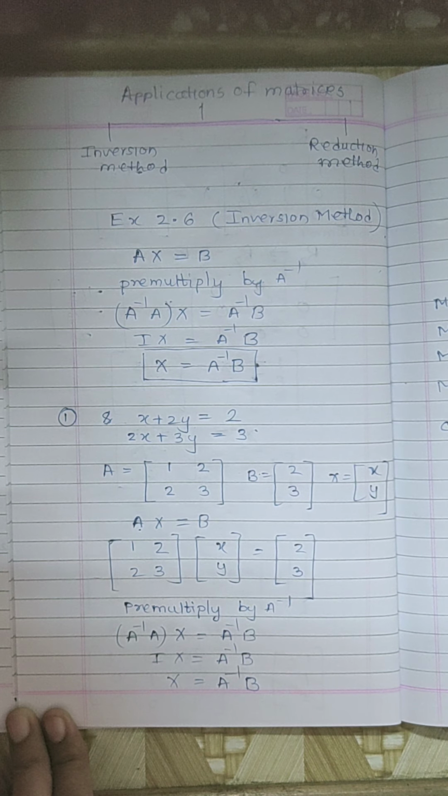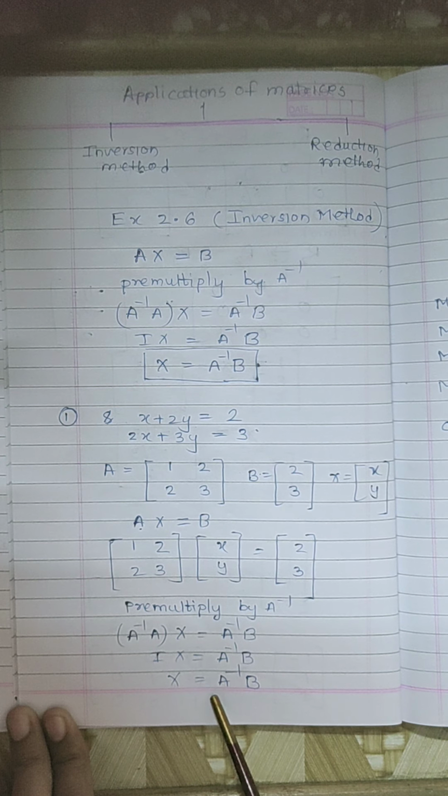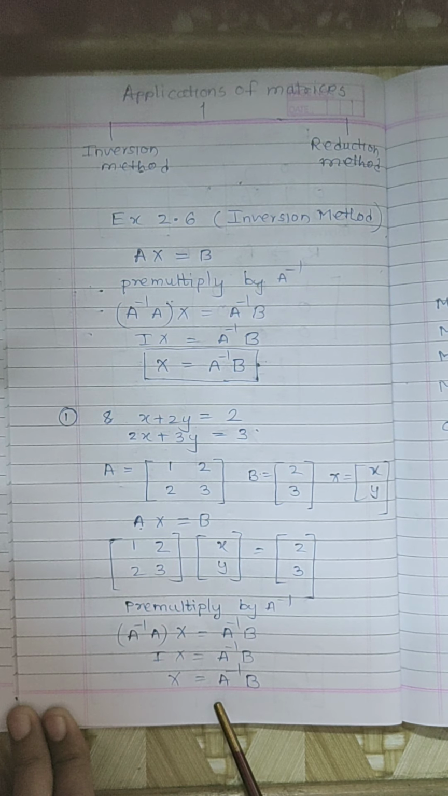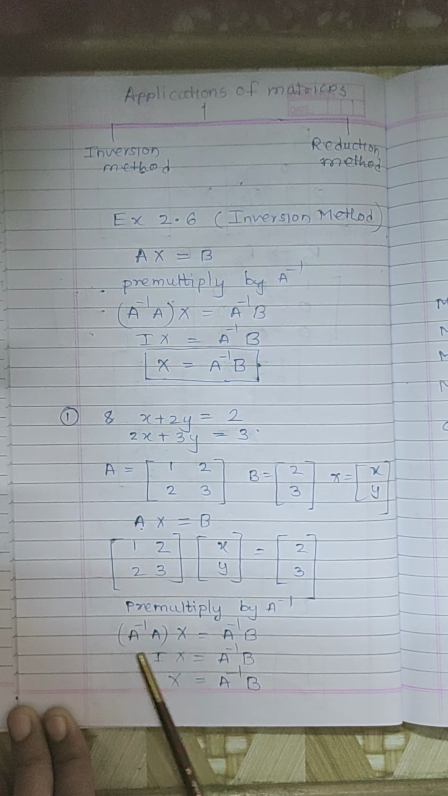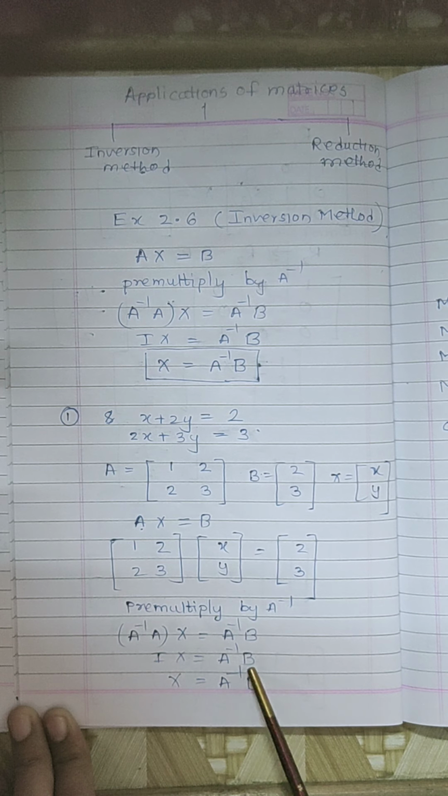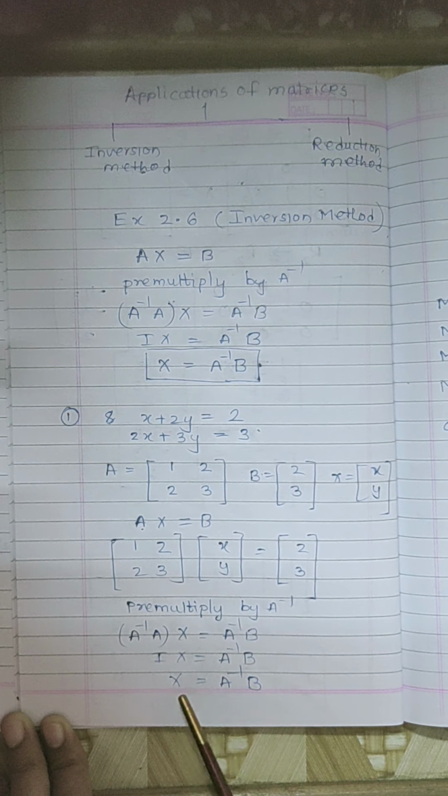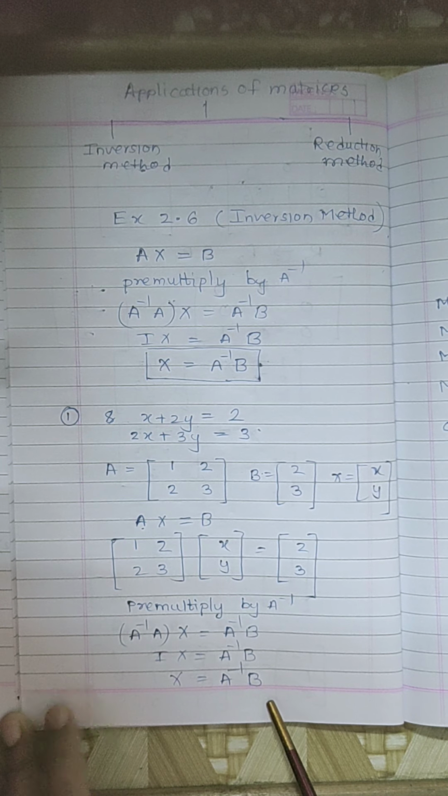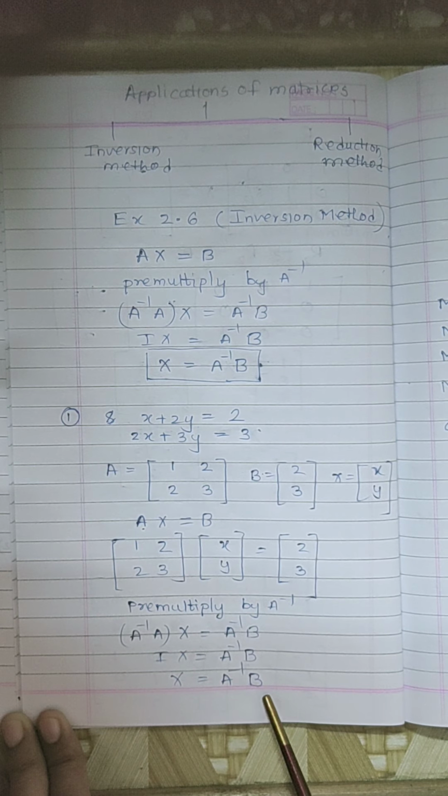Now what is our method for inversion? Pre-multiplying by A inverse. In each and every sum by the inversion method, you pre-multiply by A inverse. A inverse into A into X is equal to A inverse B, so X is equal to A inverse B. Now we have the formula for X, so we have to find A inverse. B we already have.